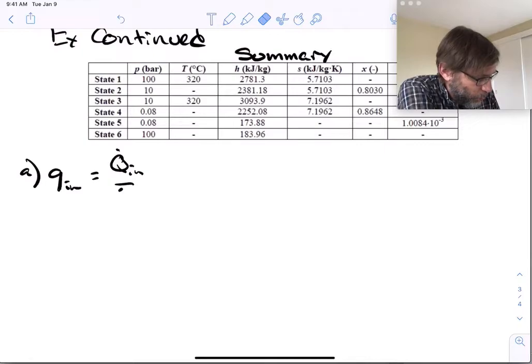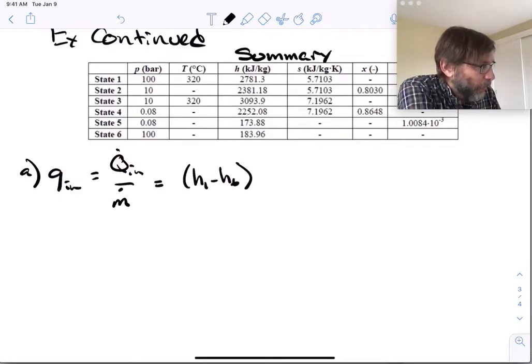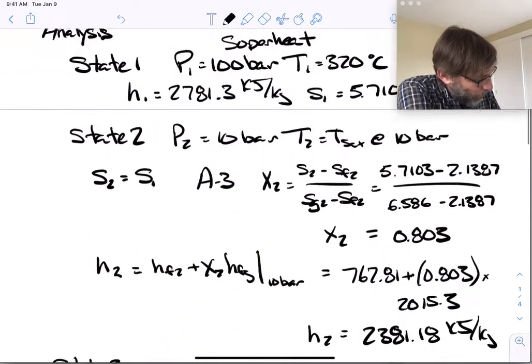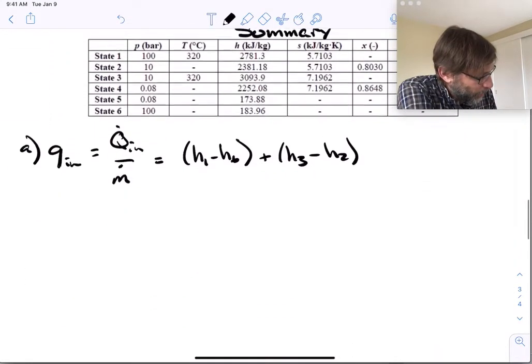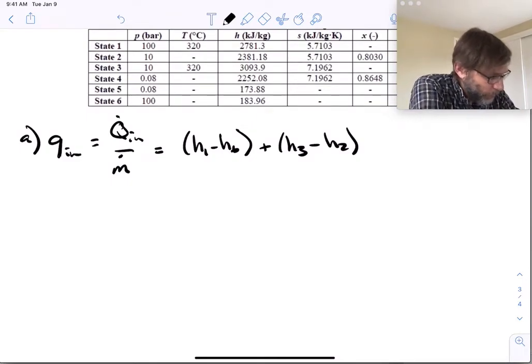So this is in kilojoules per kilogram, right? Because it's watts divided by kilograms per second, which gives you kilojoules per kilogram. So this is equal to H1 minus H6 plus H3 minus H2. Right. So if you look here, just think. So there's H1 minus H6 and H3 minus H2. Okay. It's 1 minus 6, right? Because that's what our sign convention is, and that'll be heat in.